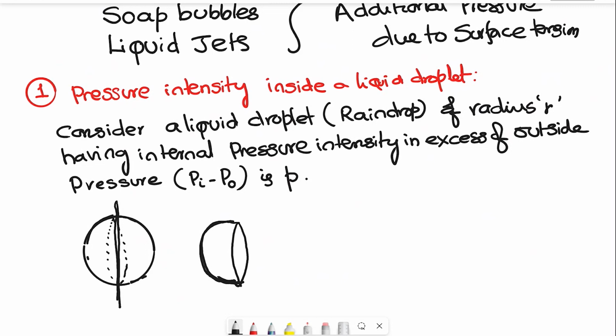Okay. So if the droplet is cut into two halves, then the forces acting on one half, if I consider, there are two forces. Number one is the pressure intensity, which is inside the bubble. Outside is only atmospheric pressure. Remember, when I talk about a raindrop, it is full of water. Completely fluid molecules are there. There is no empty space inside. All water molecules are there.